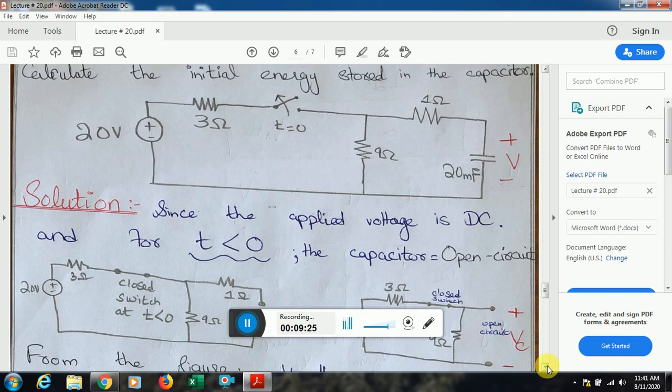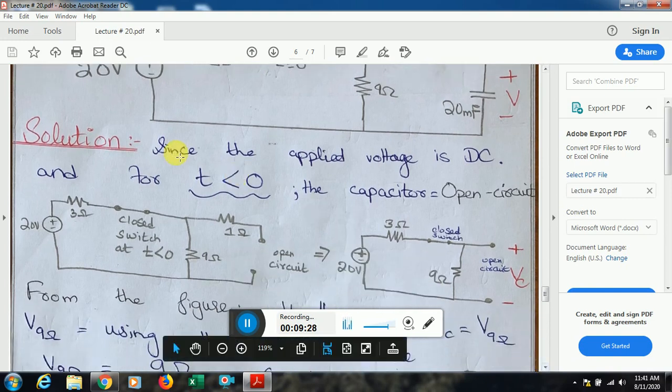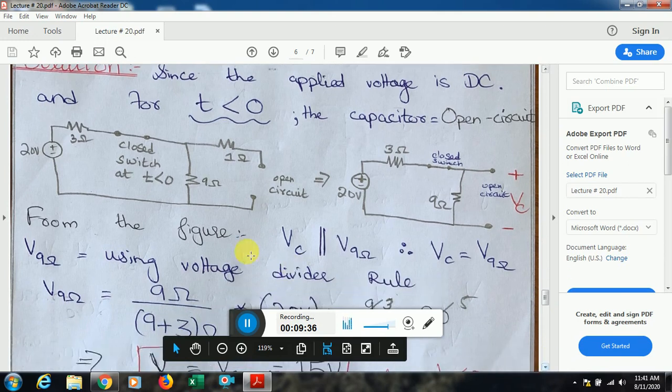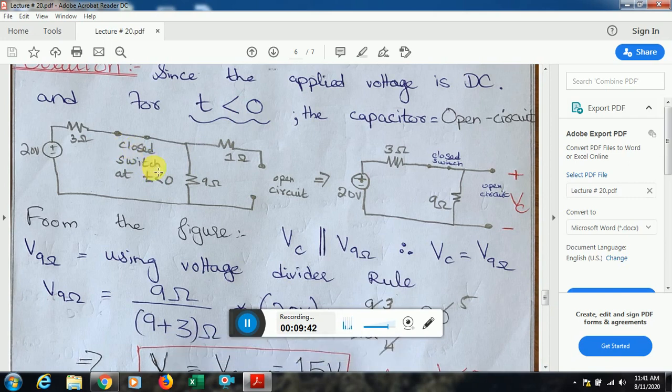Since the voltage applied is DC, for time t less than 0, you know that the capacitor is open circuit when the applied voltage is DC. So before time t equal to 0, that is when time is less than 0, the switch was closed, and when the switch was closed, the capacitor was open circuit. So this was the network that we were getting.